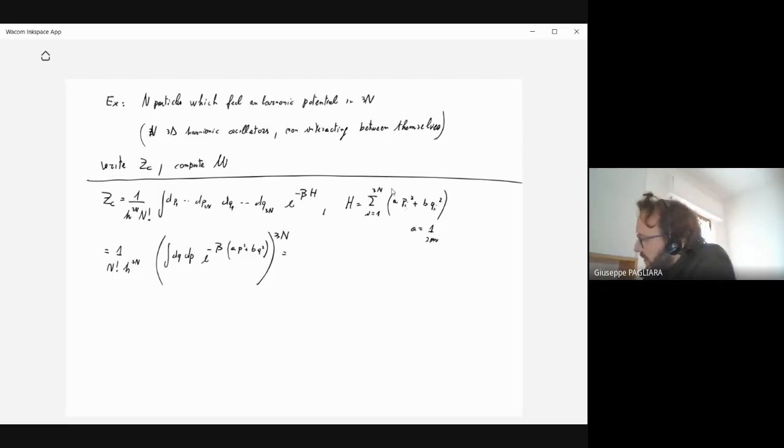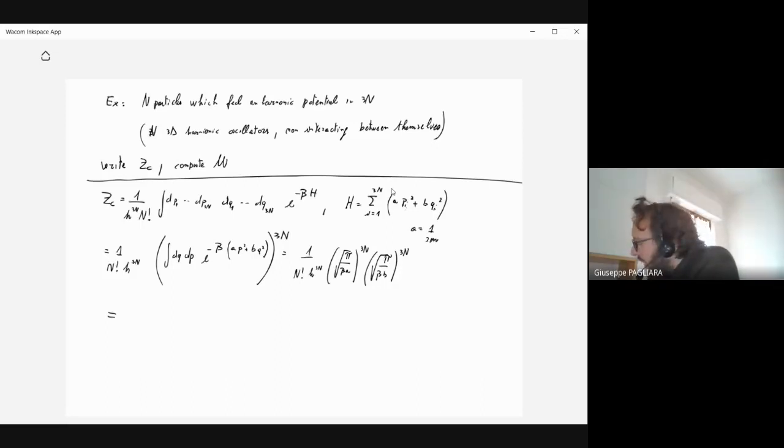This is equal now to two Gaussian integrals that can be computed easily. So I have 1 divided by n factorial, h to the power of 3n. Then I have the square root of pi divided by beta a, to the power of 3n, and then the square root of pi divided by beta b, to the power of 3n. Okay?